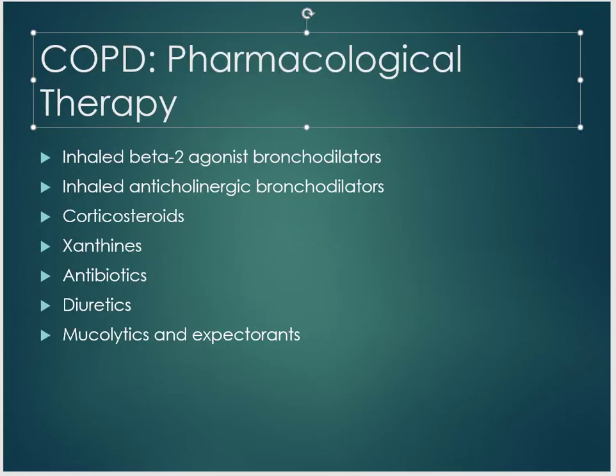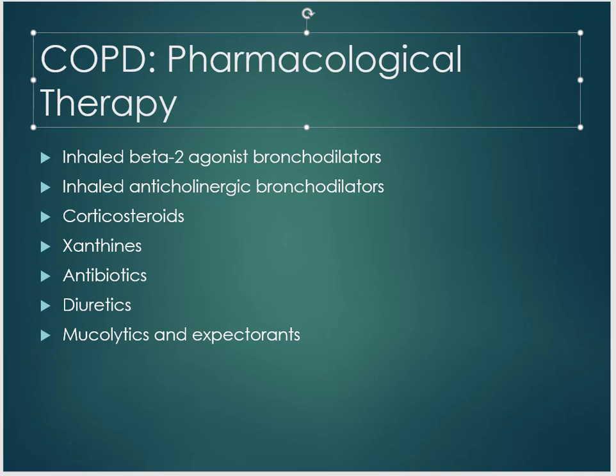Pharmacological therapy for COPD includes inhaled beta-2 agonist, bronchodilators, inhaled anticholinergic dilators, corticosteroids, your xanthines, which are your aminophylline and your theophylline. Antibiotics when needed, diuretics, mucolytics, and expectorants. So under Lecture 1 there are the GOLD guidelines, and those are for COPD. Your inhaled beta-2 bronchodilators are your first line of defense, and that's your rescue inhaler. And then your inhaled anticholinergic bronchodilators are used for maintenance. Your steroids will help with your anti-inflammatory.